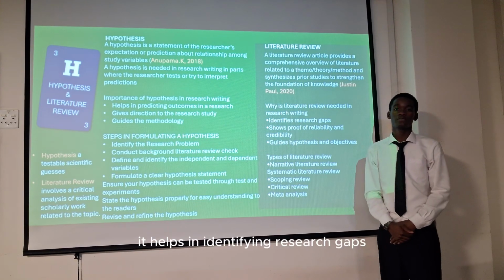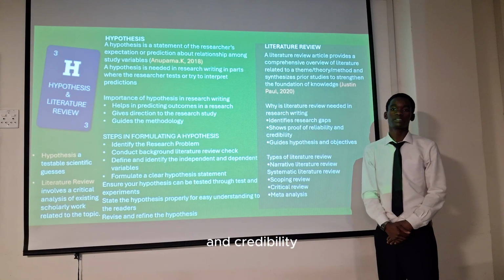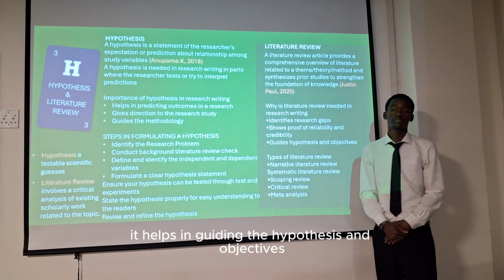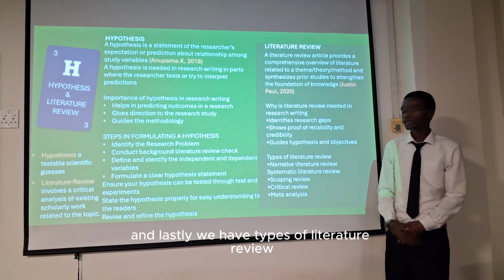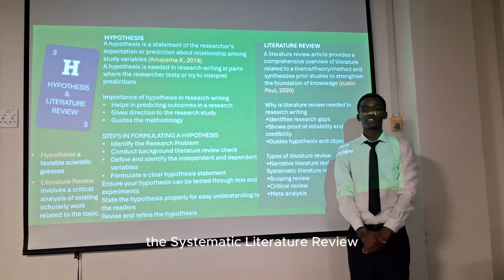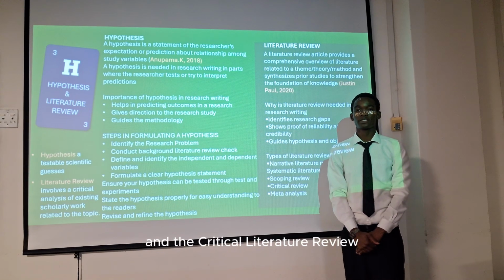It helps in identifying research gaps. It helps in showing proof of reliability and credibility. It helps in guiding the hypothesis and objectives in research writing. And lastly, we have types of literature review, which are the narrative literature review, the systematic literature review, the scope literature review, and the critical literature review.